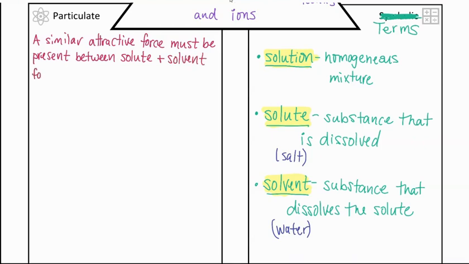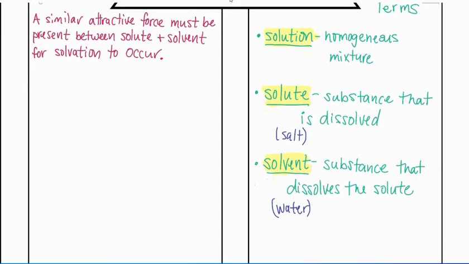For solvation to occur. Okay, and again, remember, solvation is just our more scientific term for the process of dissolving to occur. Okay, so here's something we need to keep in mind, and that is the fact that we have water typically being used as our solvent. Okay, at this point, we should know how to draw a Lewis structure for this.